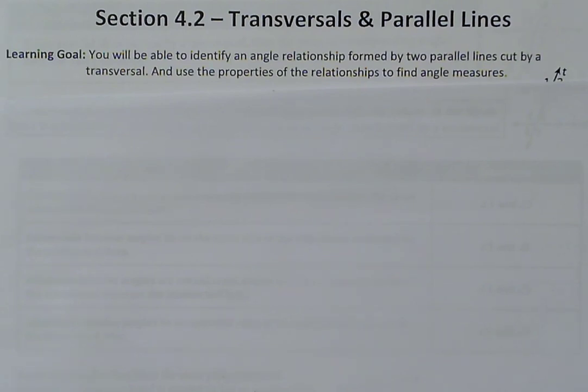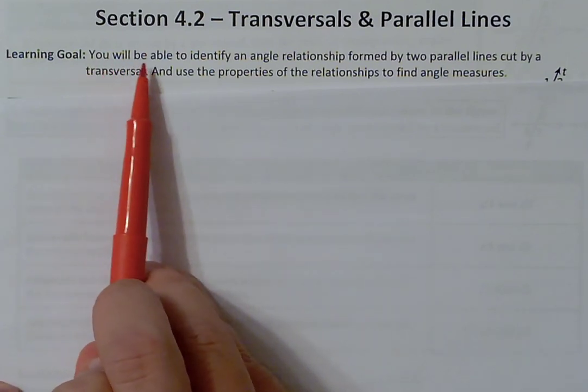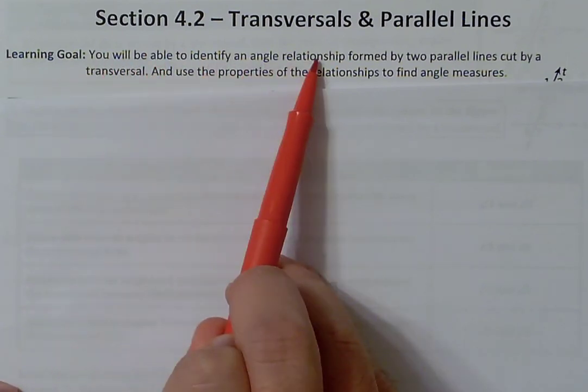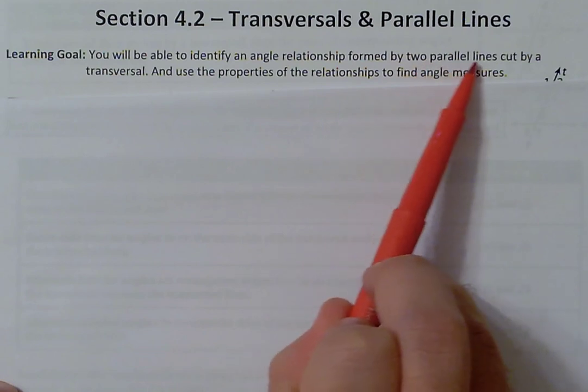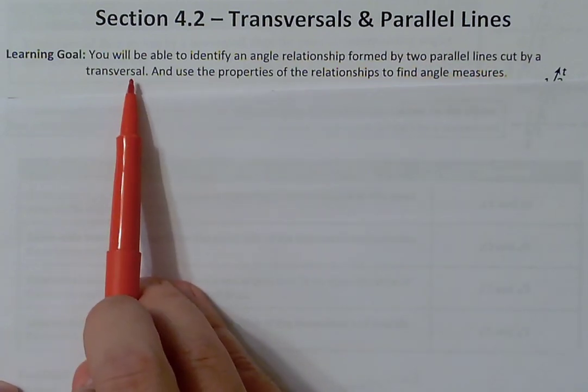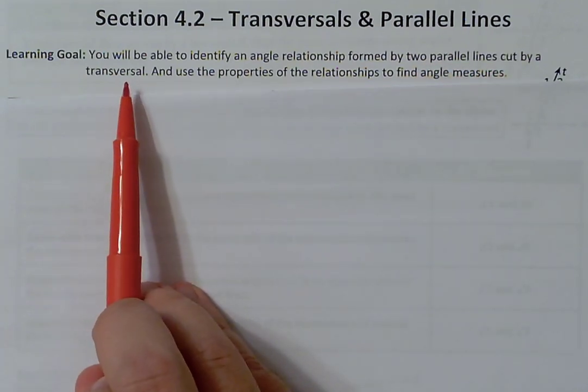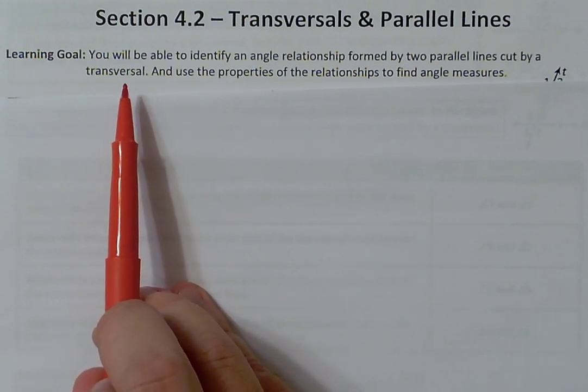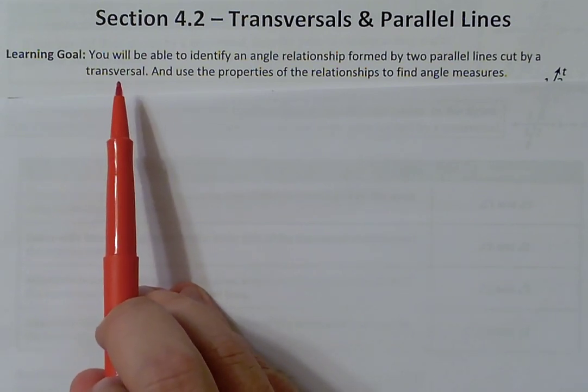For today's lesson, we're going to be taking a look at section 4.2, which is going to deal with transversals and parallel lines. Now, for today's lesson, we have one learning goal, and our learning goal is you will be able to identify an angle relationship formed by two parallel lines cut by a transversal. So, angle relationship means a relationship regarding two angles, like vertical angles, complementary or supplementary.